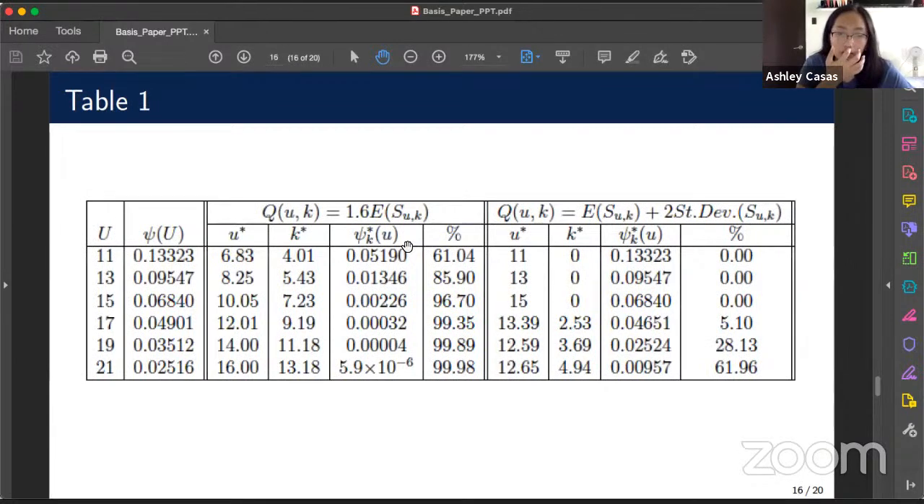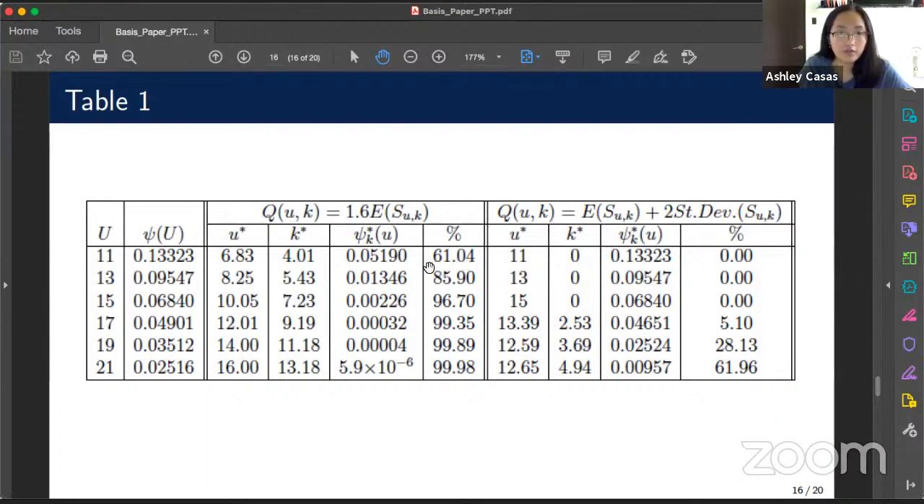So table 1 shows the optimal values U star and K star, as well as the corresponding ruin probabilities under the scenarios described in the previous examples. So this one is the reinsurance premium that is computed using the expected value principle. And this part of the table is the reinsurance premium that is computed using the standard deviation principle.